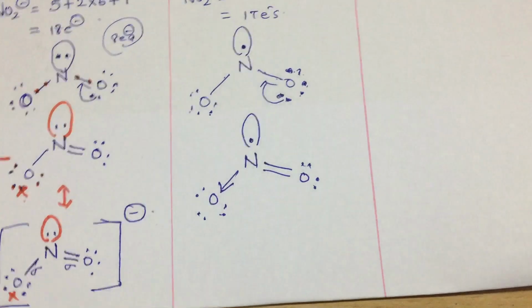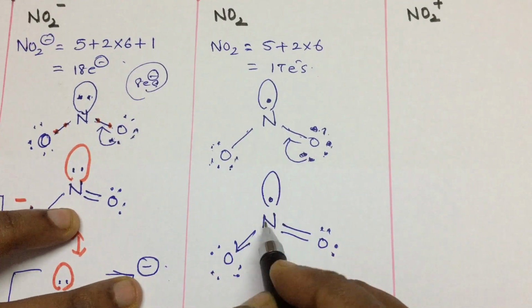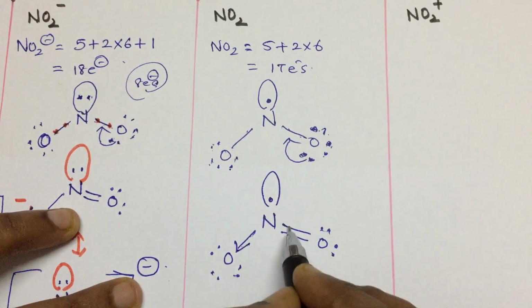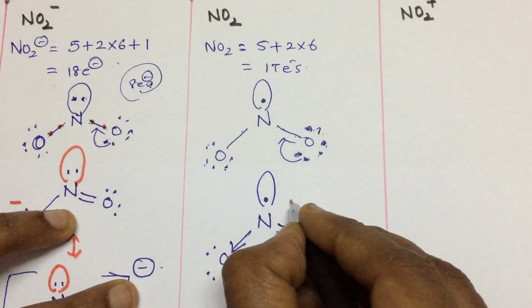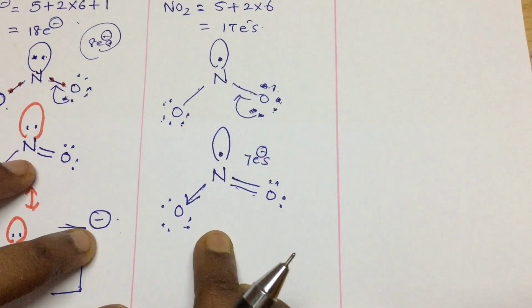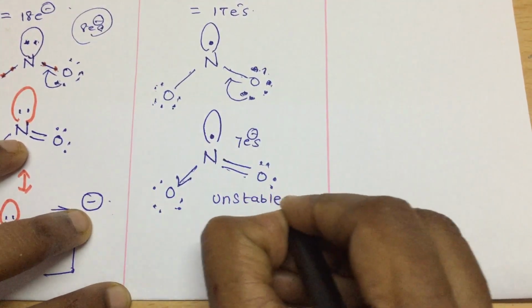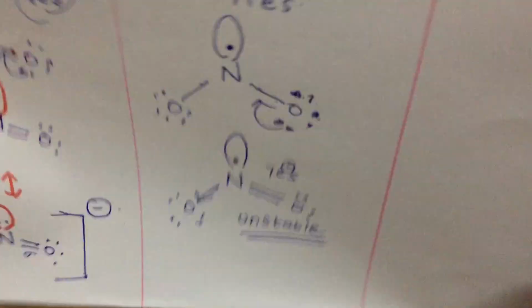Now also students, please check, this is very important. After shifting the bond, check the octet for the nitrogen. 1, 2, 3, 4, 5, 6, 7. It has only 7 electrons. For this reason only, this species is very unstable and it exists as a dimer.